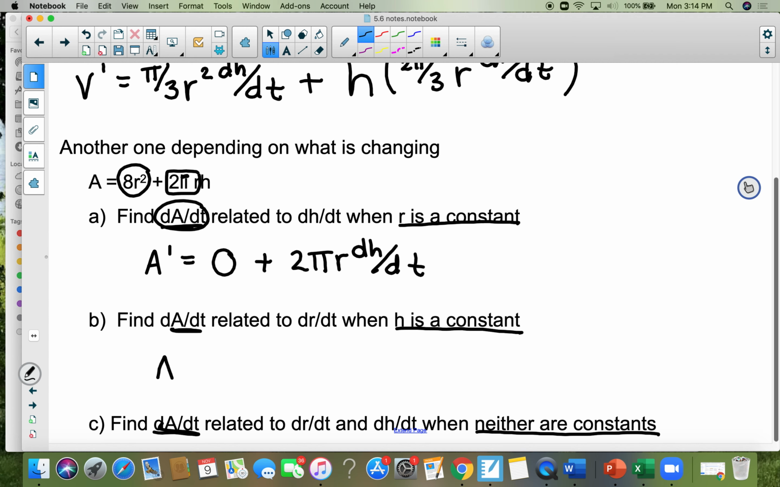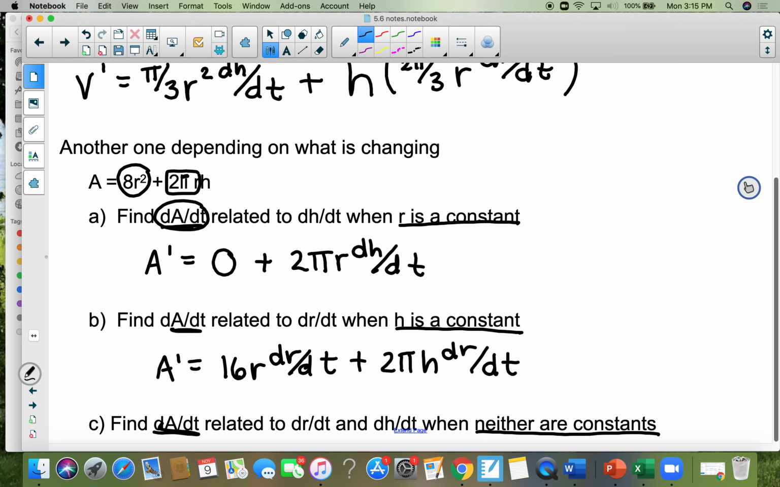Okay, the next one, a prime, is if h is the constant one. So if h is the constant one, then you have to find the derivative of 8r squared, which is 16r dr dt, plus the 2 and the pi and the h are all numbers, they're constant. And then you take the derivative of r, which is 1 dr dt.